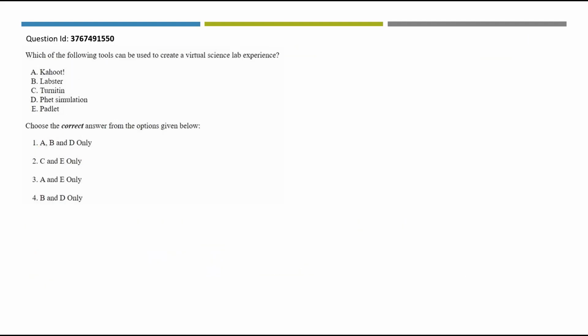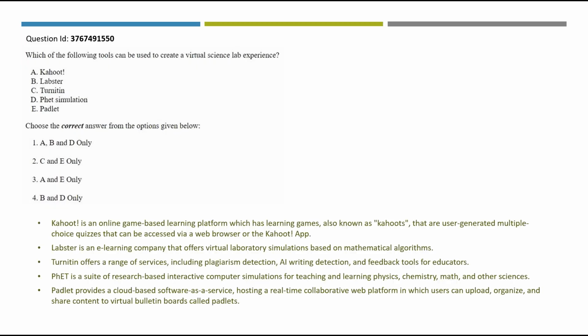Next question. Which of the following tools can be used to create a virtual science lab experience? Kahoot is an online game-based learning platform which has learning games called Kahoots, that are user-generated multiple choice quizzes that can be accessed via a web browser or the app. So this is about online quizzes and not about virtual science lab experience. So we are ruling out A. What about Labster? This is an e-learning company that offers virtual laboratory simulations based on mathematical algorithms. So this is definitely in the answer.